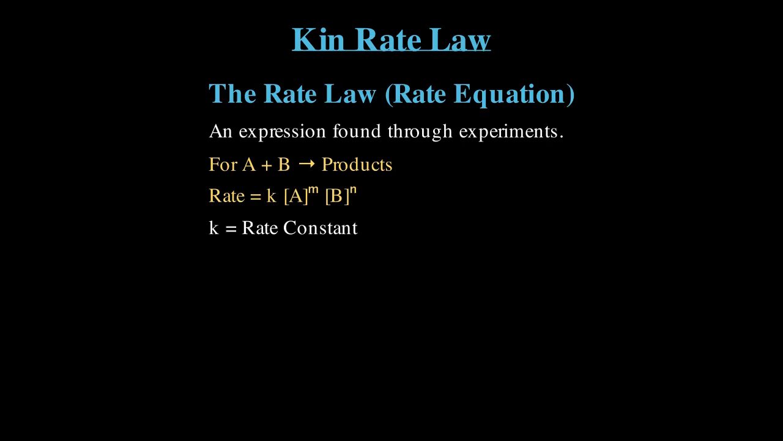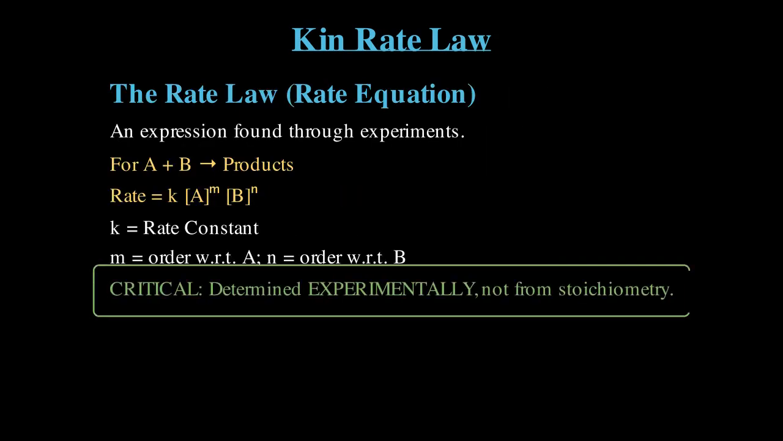Its value depends on the reaction and the temperature. The exponents, m and n, are the reaction orders. We say the reaction is m order with respect to A and n order with respect to B. A key point to remember is that the rate law is determined experimentally. We cannot just look at the stoichiometric coefficients of the balanced equation to figure it out.